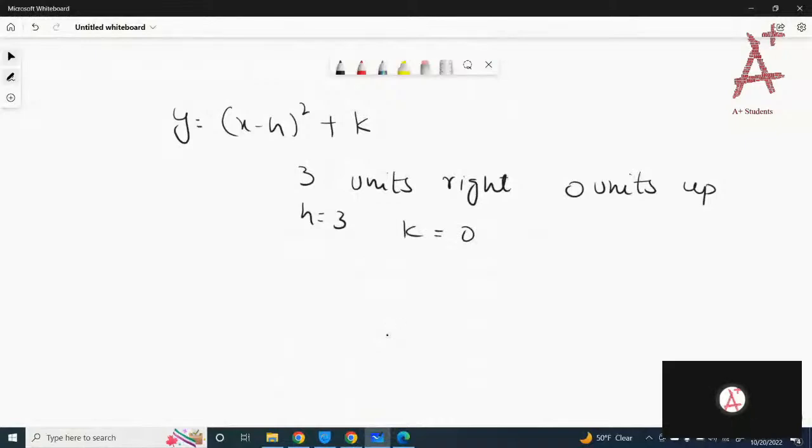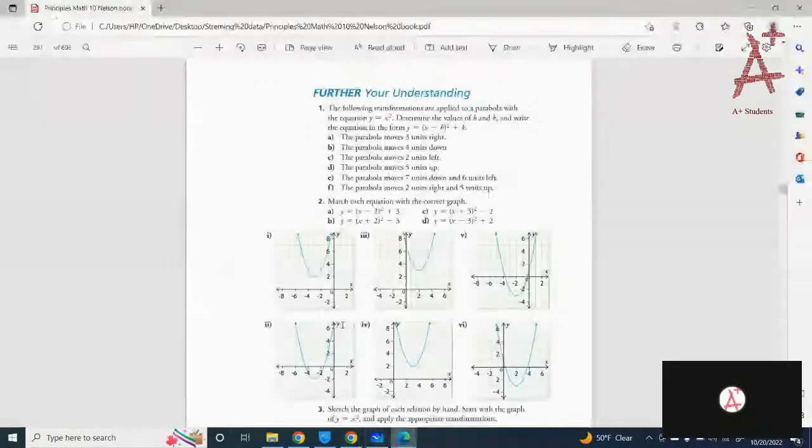Got it? Just put the values in the equation. It would be (x minus 3) whole square plus 0. So the equation is y equals (x minus 3) whole square. Got it? This is the equation that describes the transformation of 3 units right. Okay, the next one is the parabola moves 4 units down.